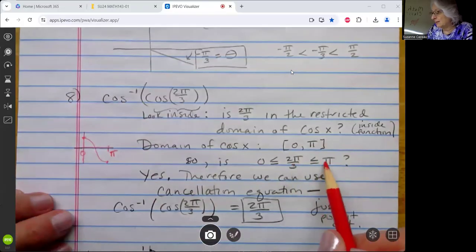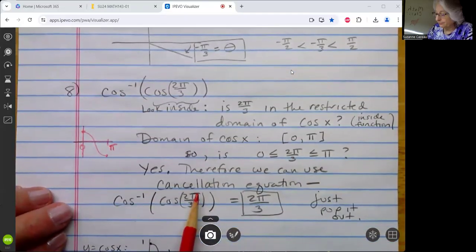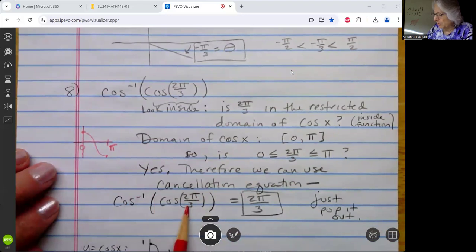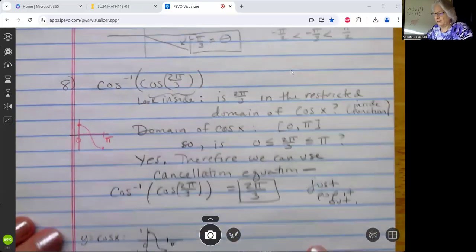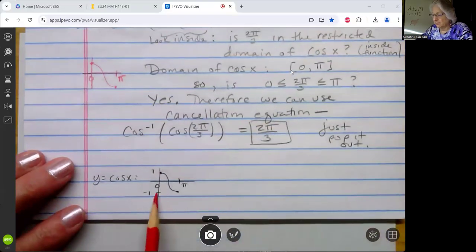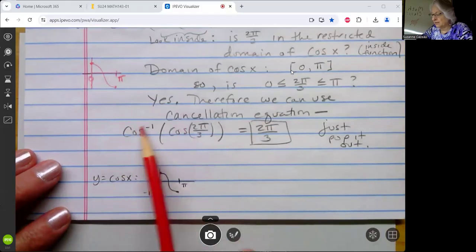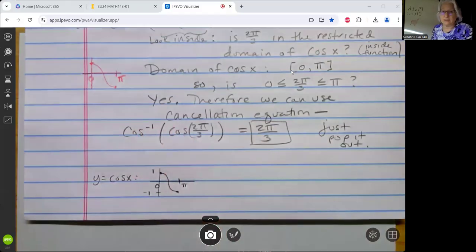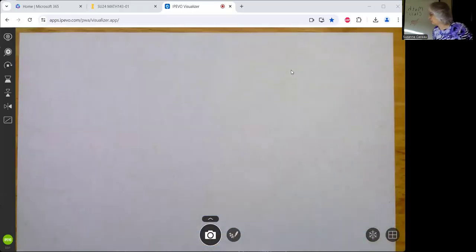2/3 pi is less than or equal to pi. So therefore, you can use the cancellation equation. That means 2/3 pi just comes right out. I did draw it down here. So this is what it looks like. If it's in there, then they're canceling each other out. That's why they're called cancellation equations. All right, that was number 8. Number 9.